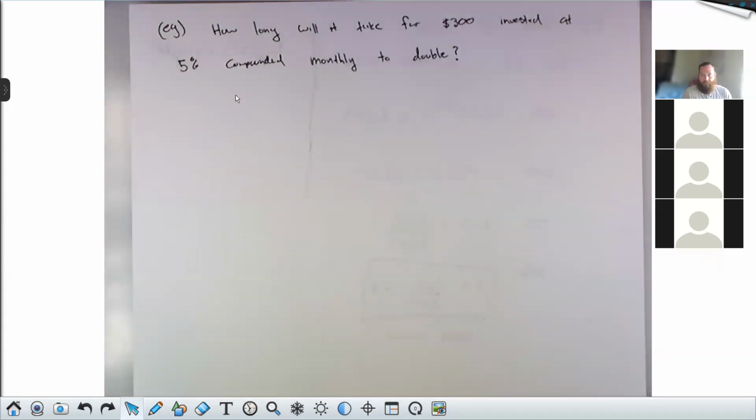So I invest $300 at 5%. The interest is compounded monthly, and I want to know how long it is going to take for my investment to double. The game here is to begin with that compound interest formula and then set up an exponential equation, and then finally solve that exponential equation using logarithms. This is very much the sort of thing that we were doing last week, but the exponential equation that we got at the end, we would solve by using the table and the calculator.